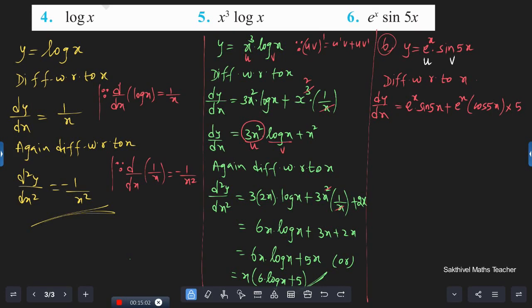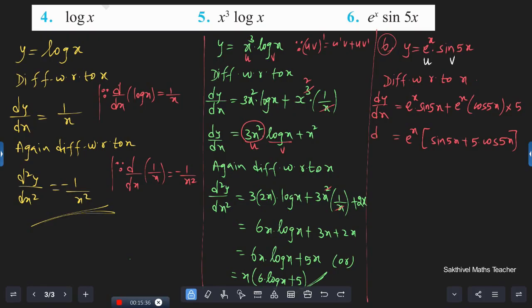E power x I'm taking commonly outside. So that sin 5x plus, sorry, 5 into cos 5x. Sir, here also we had a comment, but you didn't take, sir. Why are you taking e power x common here? Like that you may feel. Actually, if you're not taking it now, here you want to use the product rule, here also you want to use the product rule. Instead of using the product rule twice, if you take e power x outside now, one time product rule you can use.